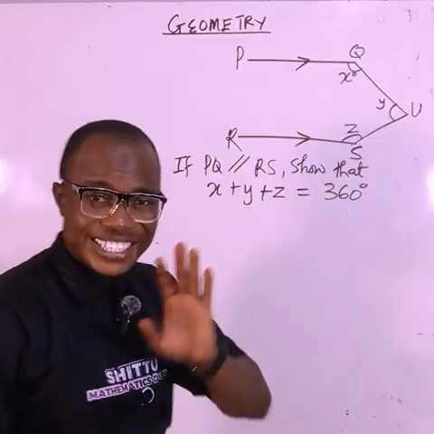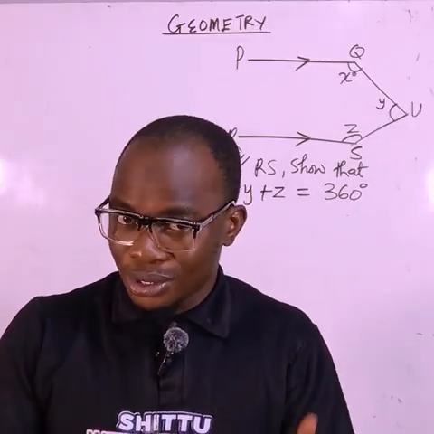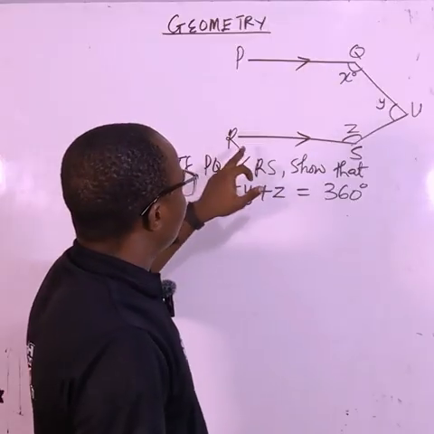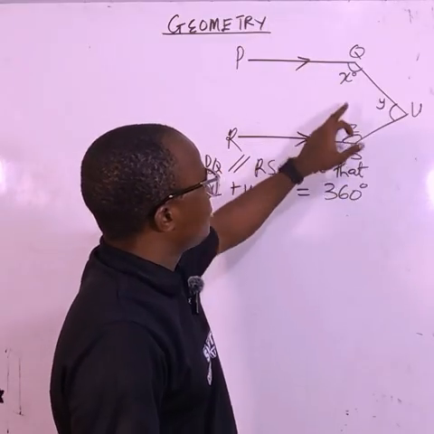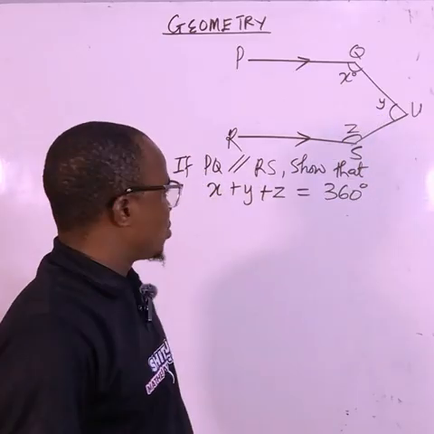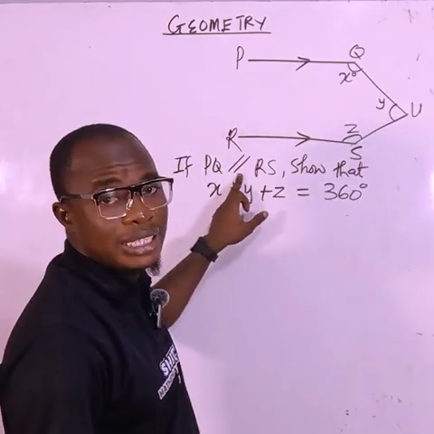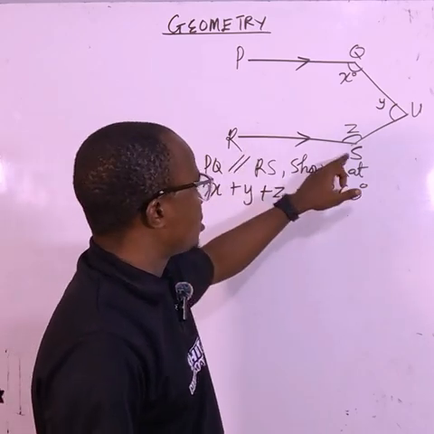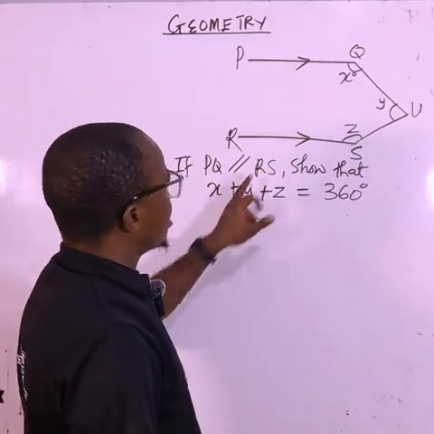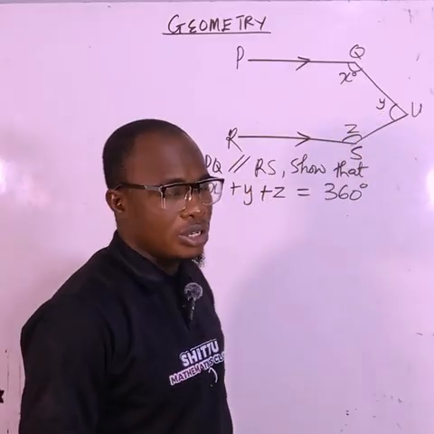Now, it's not hard, but let's run it together, the way we used to do. You have line PQ, you have line RS, we have this angle, this angle here, and this angle here. The question is that if PQ is parallel to RS, show that x plus y plus z is equal to 360 degrees.